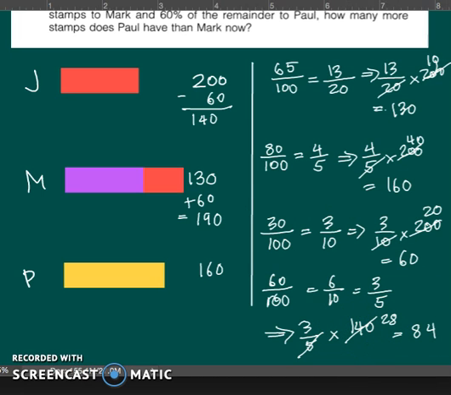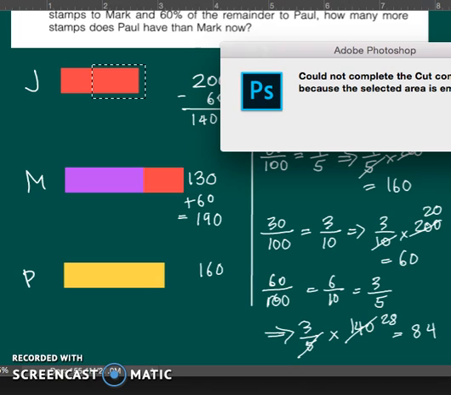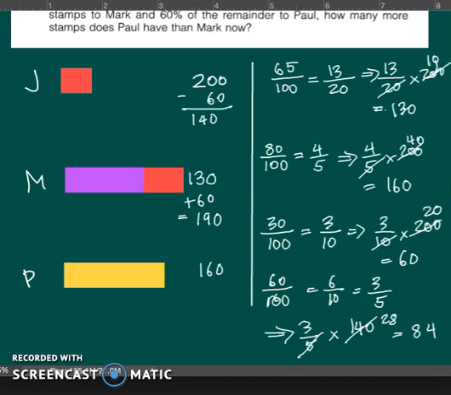So Jimmy gave a remaining 84 of his 140 stamps to Paul. Let's stick those over here. Okay. Now Paul had 160, and we added 84 to that, which brings us up to a total of 244. And now the question is, how many more stamps does Paul have than Mark now?